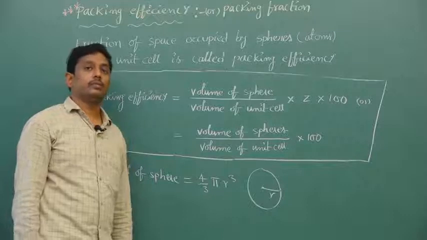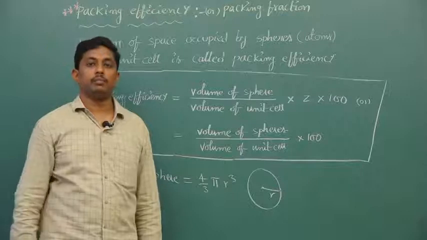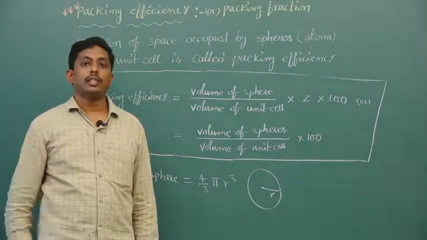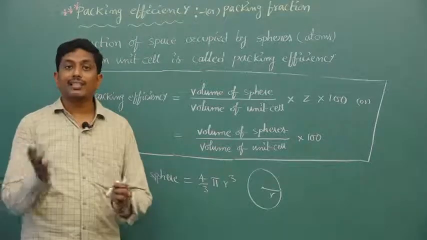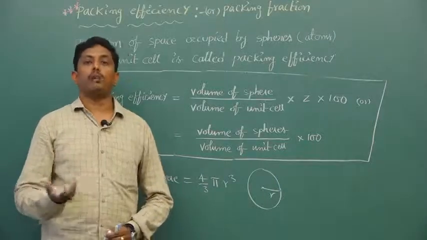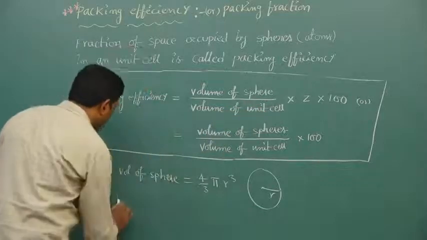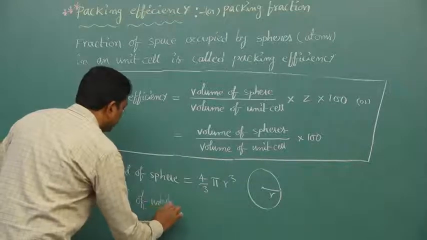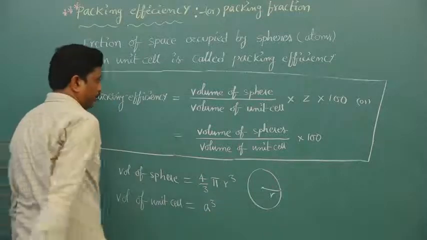For a simple cube, in the 7 crystal systems we observed, the first system is the cubic system. In cubic system, what is the edge length relation, the A, B, C relation? A equal to B, B equal to C, where A, B, C are edge lengths. All edges are the same. If all edges are the same, the volume of cube formula is A cube. So, here the unit cell is a cubic unit cell. So, the volume of unit cell, that is cubic unit cell, is equal to A cube.